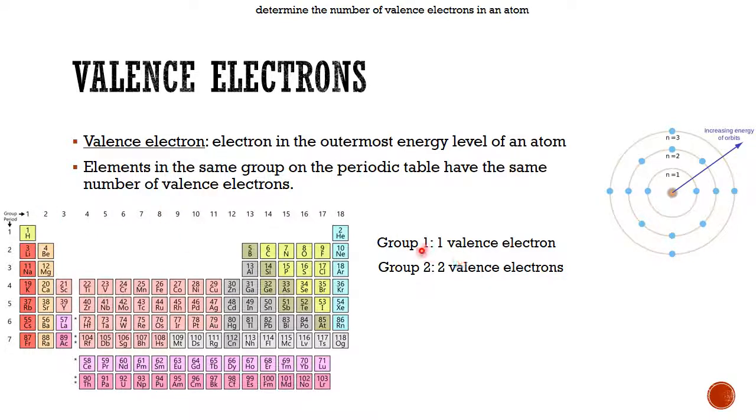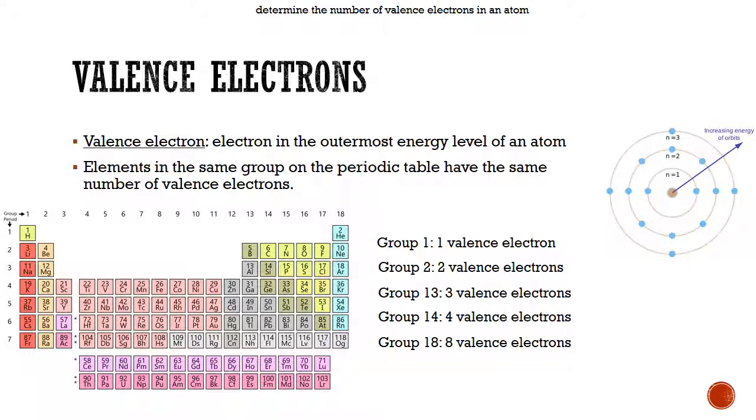Now at this point, the pattern skips over to group 13. Group 13 elements don't have 13 valence electrons, they have 3 valence electrons. So boron, aluminum, gallium, etc. all have 3 valence electrons. Likewise, group 14 have 4 valence electrons. This pattern continues all the way up through group 18. So group 15 would have 5 valence electrons, group 16 would have 6, group 17 would have 7, finally group 18 would have 8 valence electrons.